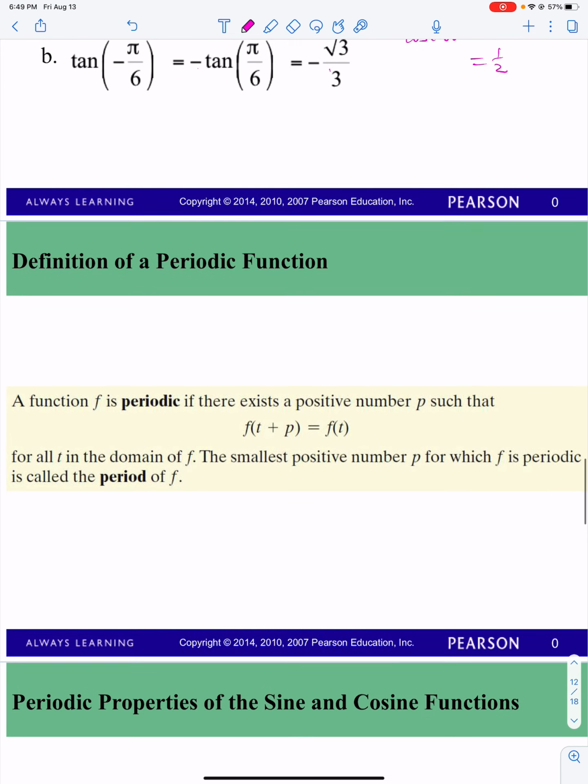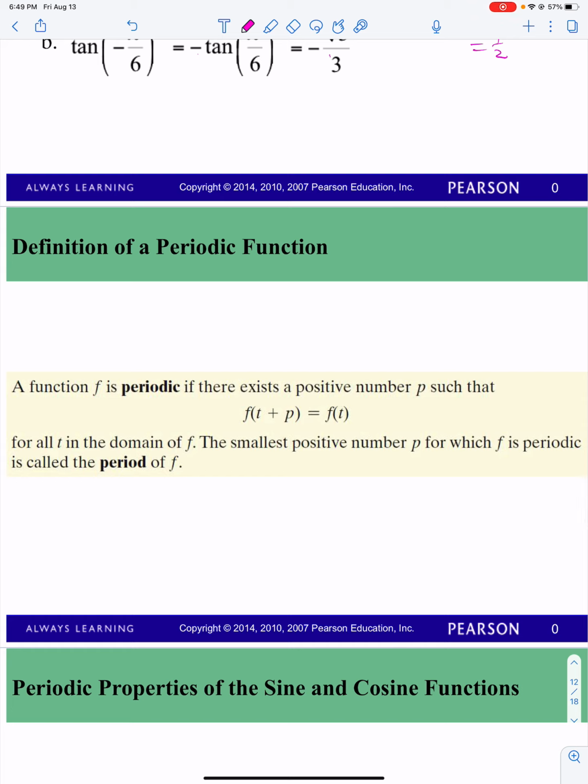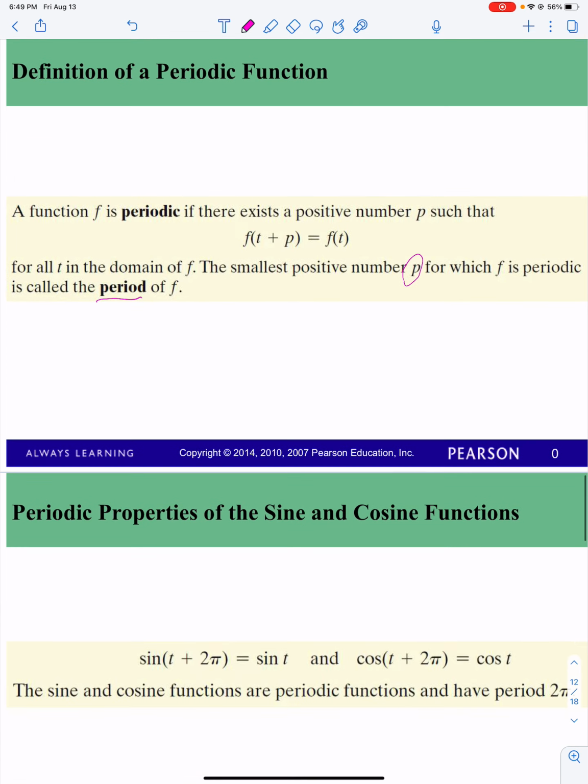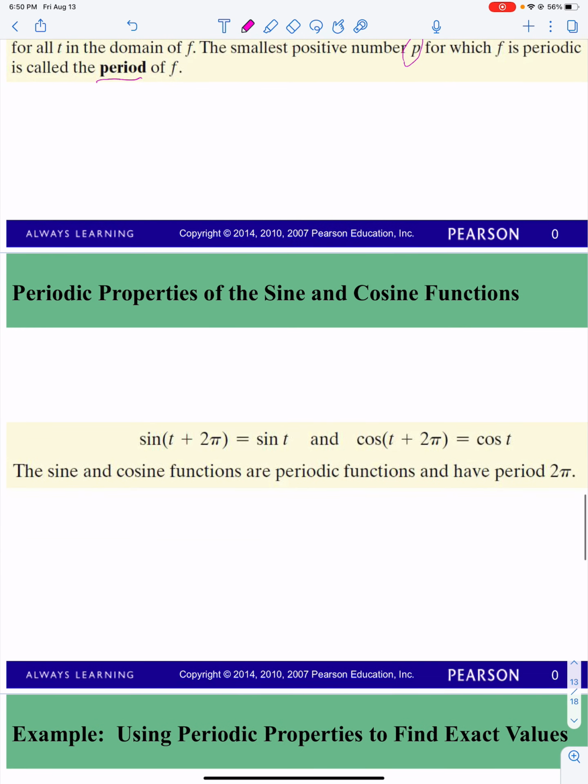Okay. So the next thing is also very important. A function is periodic. Periodic means if you add something, the value of the function does not change for all t in the domain. Then this positive number p is called the period. So what will be the period of sine and cosine? It's 2 pi. Why?